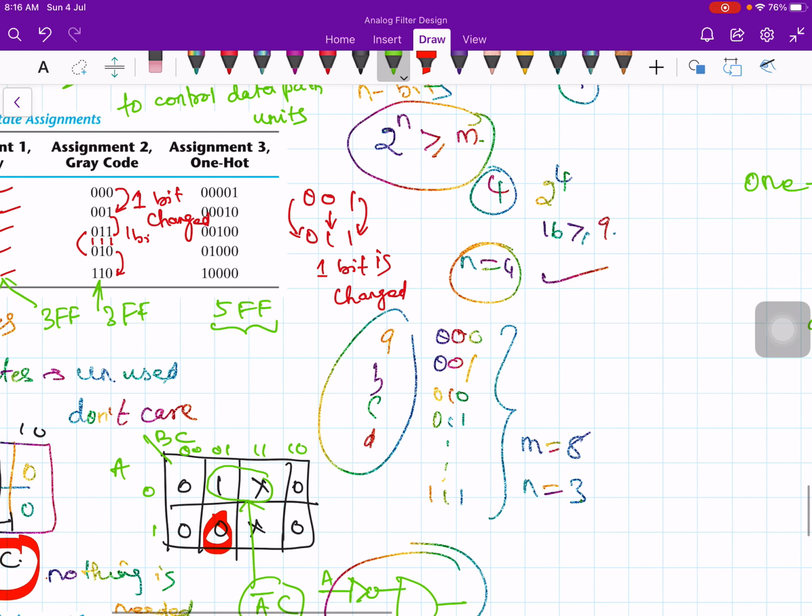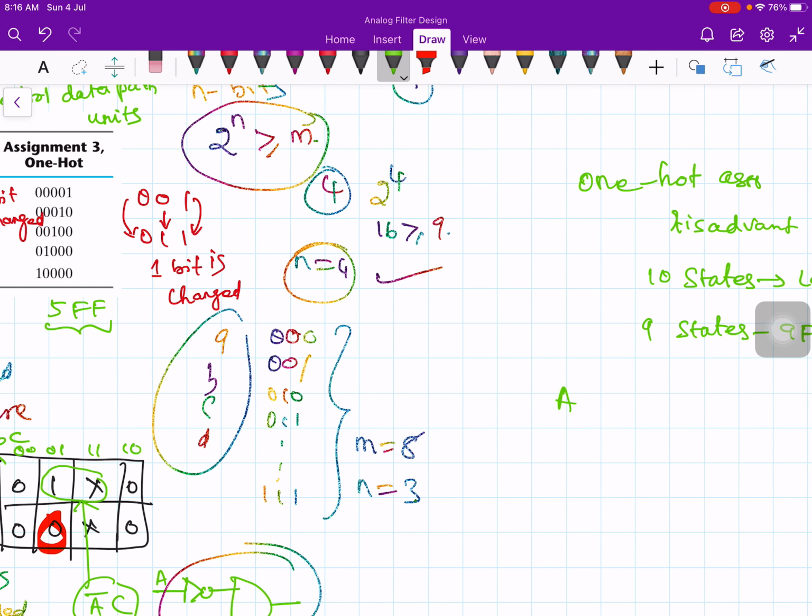And how do you assign the codes? At any given time only one bit is equal to 1, while all others are kept at 0. This type of assignment uses one flip-flop per state. Therefore this one-hot encoding usually leads to simpler decoding logic. So the advantage is simpler decoding logic.